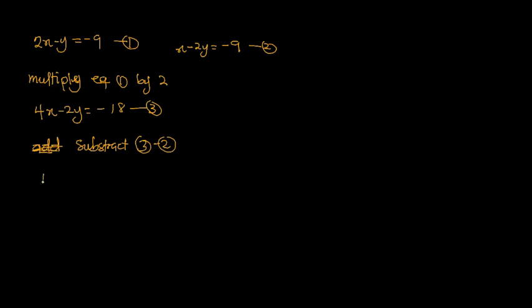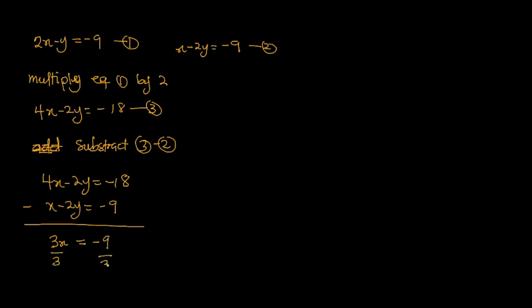So it becomes 3 minus 2. Okay, so I have my equation 3 here. 4x minus 2y equals -18. Then minus x minus 2y is equal to -9. So 4x minus x will give me 3x, minus 2y minus -2y will give me -2y plus 2y, and that will give me 0. So they cancel each other since we are subtracting. Now -18 minus -9 will give me -18 plus 9, and that will give me -9 over here. So I divide both sides by 3. The value of x will become -3.